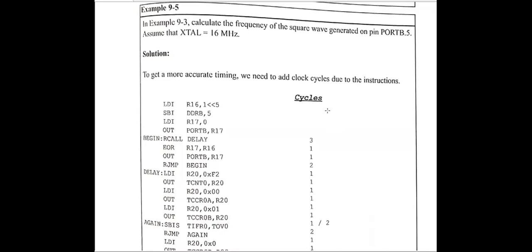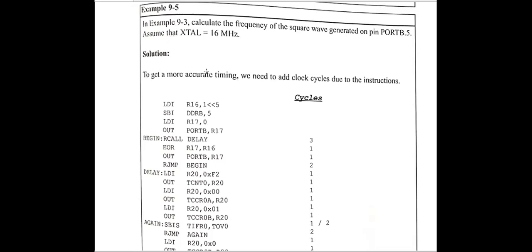So over here, if I discuss example 9.3, calculate the frequency of square wave generated on pin 5 of port B. Assume that XTAL is 16 megahertz. So we are using a crystal of 16 megahertz, and we have to calculate the frequency of the square wave generated on the fifth pin of port B.